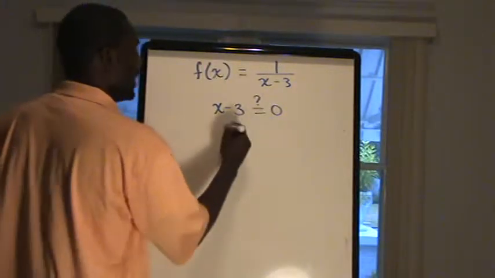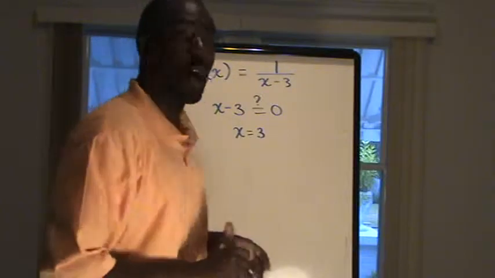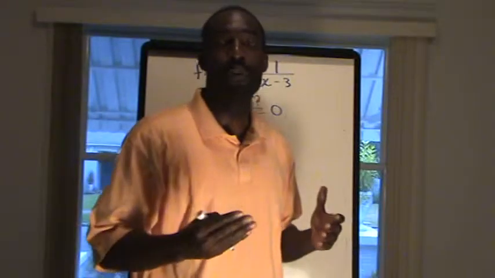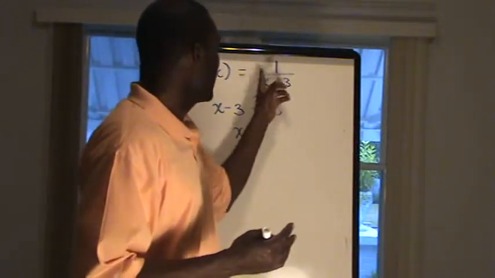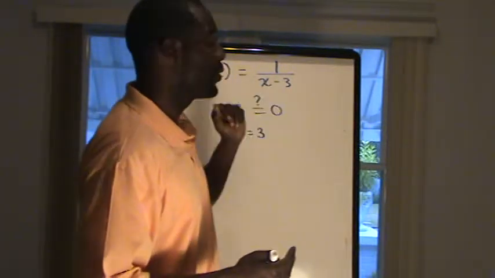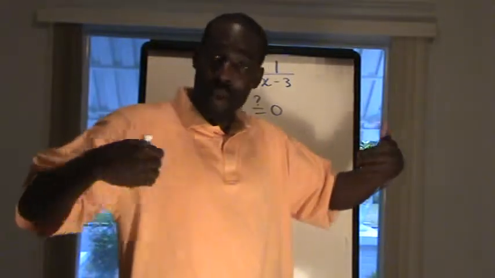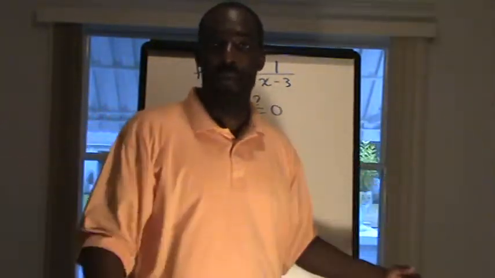So we know this is an easy one-step equation. This says that x is equal to 3. So the only real number that will produce 0 in the denominator is the value 3, because 3 minus 3 is 0. So the domain will be every real number except 3.